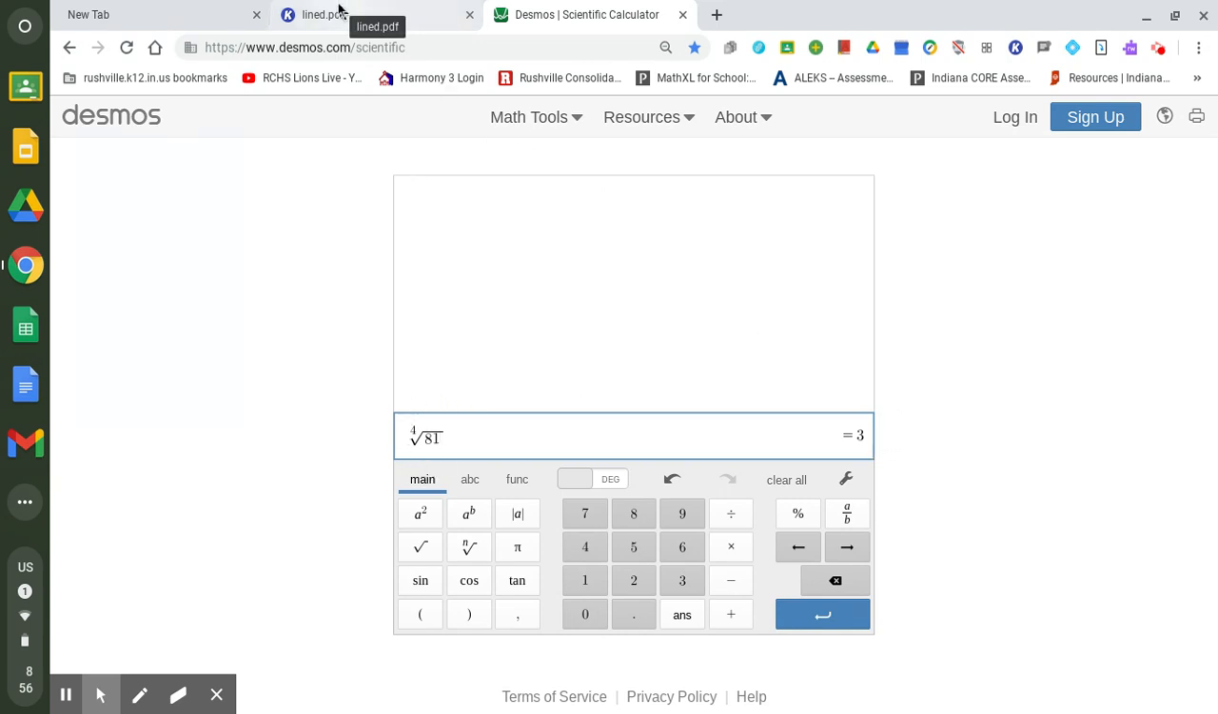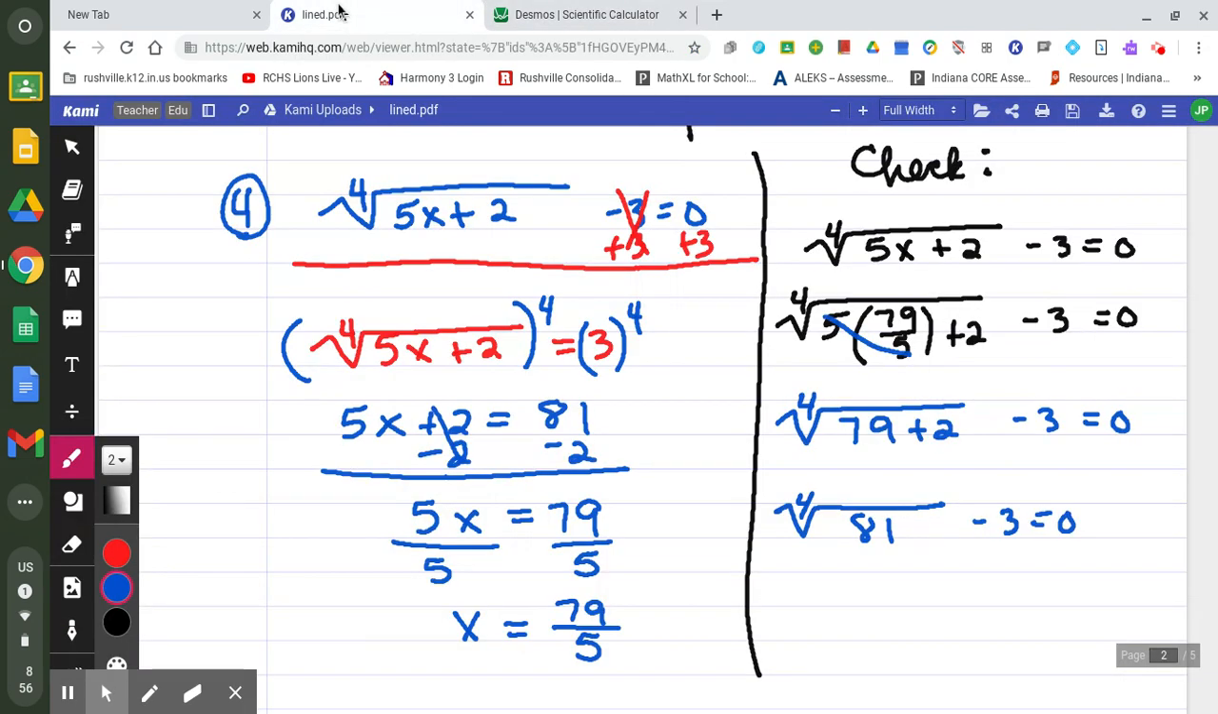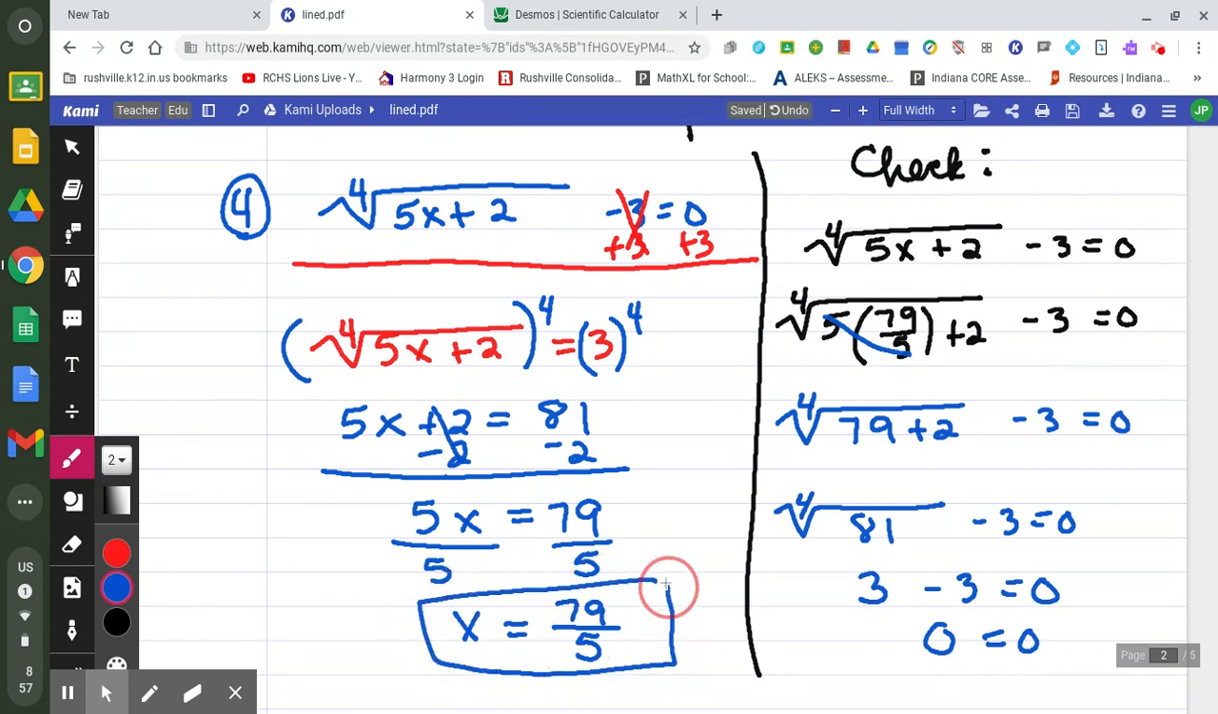Then I can come back over. And so the fourth root of 81 was 3. Minus the 3 equals 0. And since this checked out, then my answer is 79 over 5.